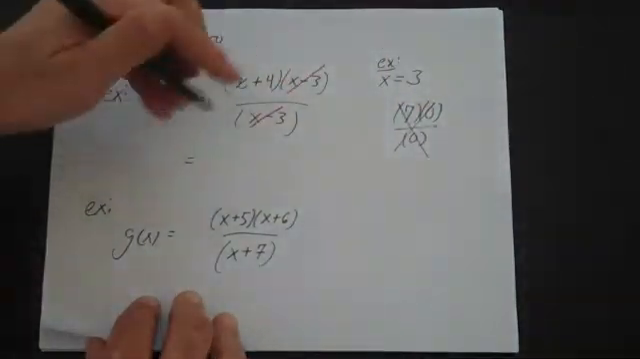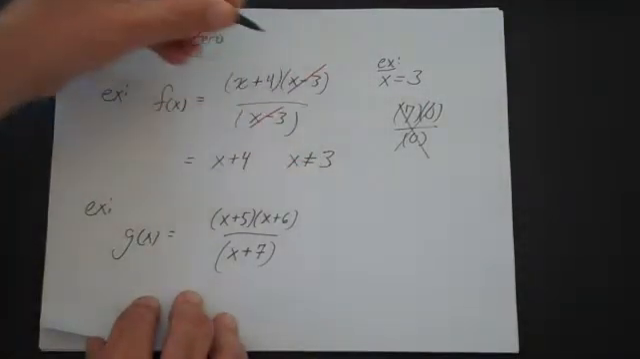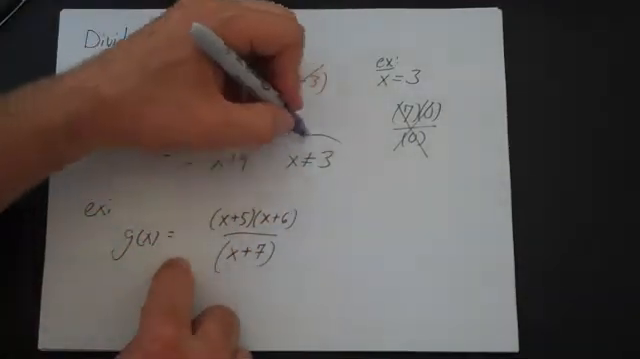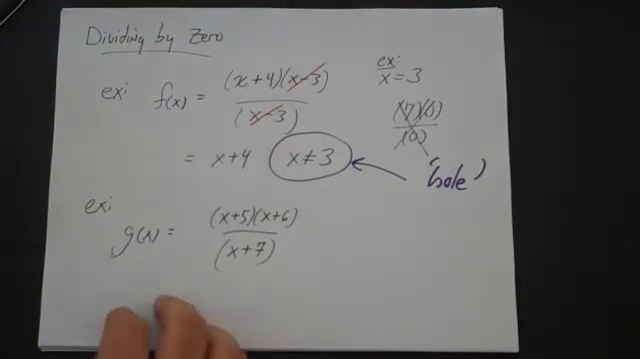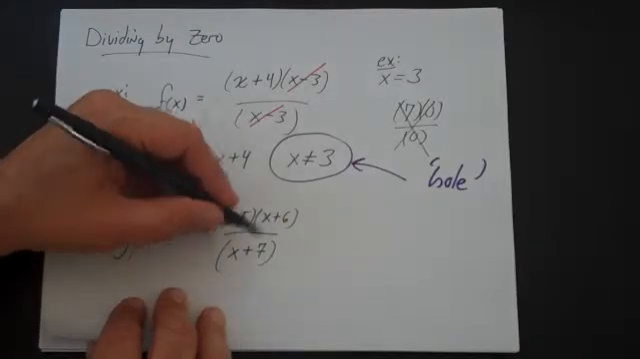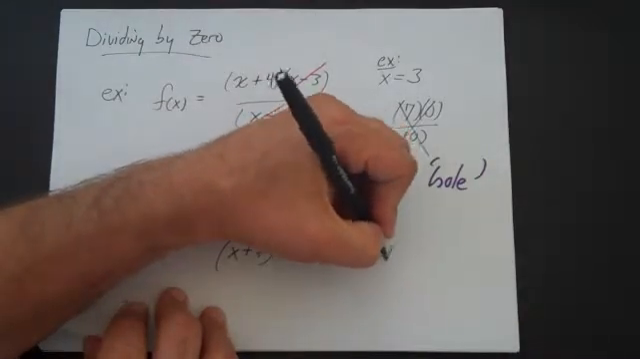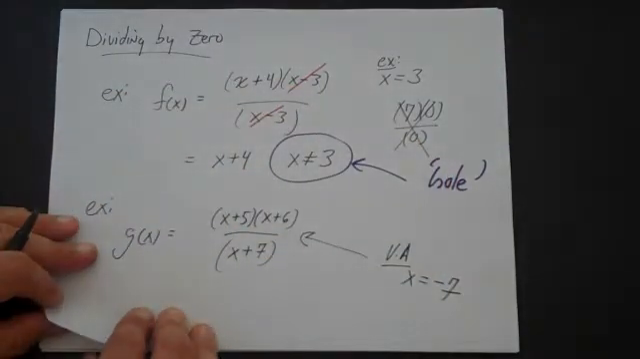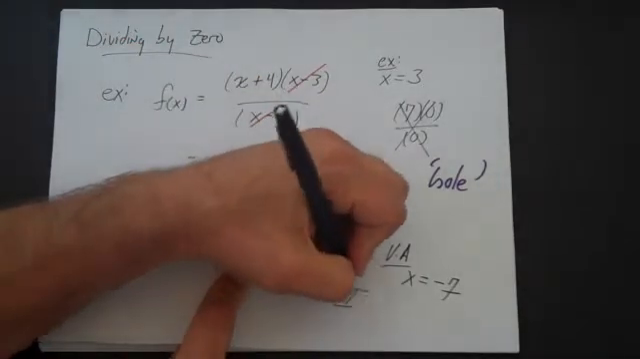So it turns out that f of x here is equal to x plus 4 if x is not equal to 3. And that's an example of what's called a removable discontinuity. Or sometimes they're just called holes. There's a hole at x equal to 3. For g of x, you still can't divide by 0, but there's no canceling that could be done. So this is simply saying that there's a vertical asymptote, or an infinite discontinuity, at x equal to minus 7. Because if x is equal to minus 7, if you plug it in, you would divide by 0. So that's what's called an infinite discontinuity.